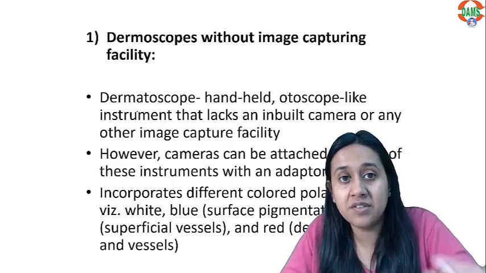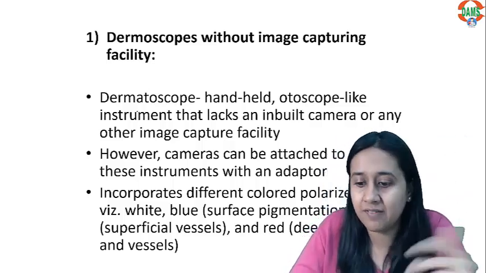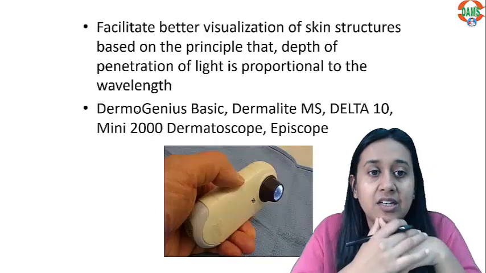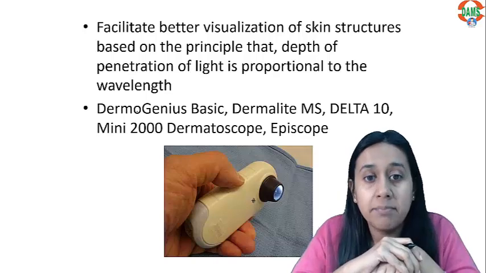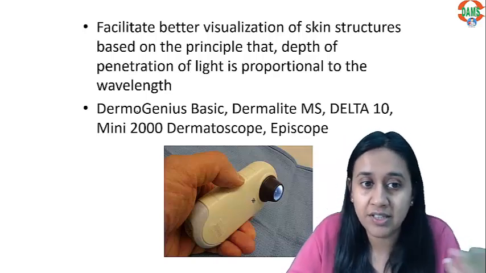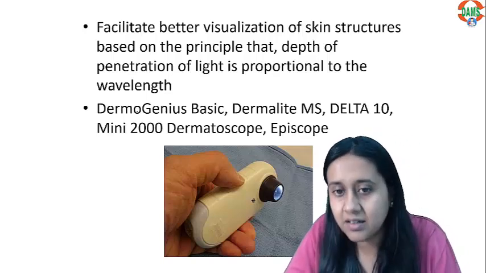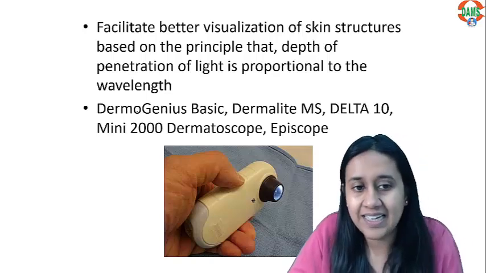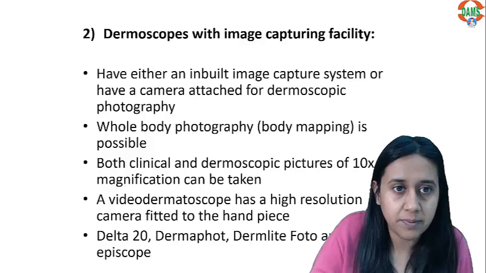And why do we choose different wavelength light? Because the depth of penetration into the skin depends upon the wavelength of light. It facilitates better visualization of skin structure based on the principle that depth of penetration of light is proportional to the wavelength. We have different companies like DermoGenius Basic, Dermalite MS, Delta 10, Mini 2000 Dermatoscope and Episcope.